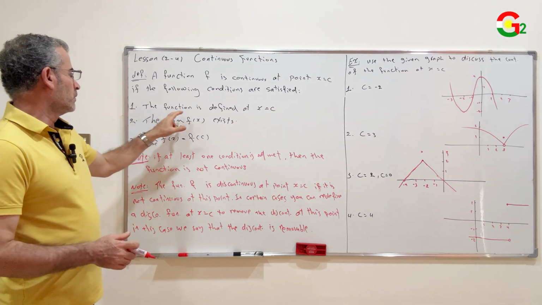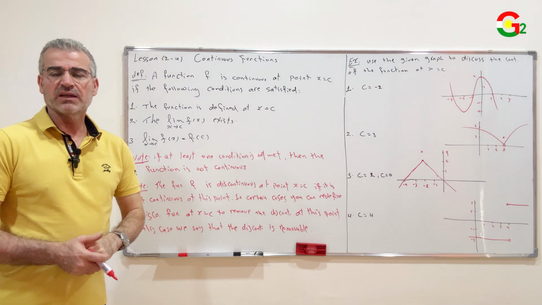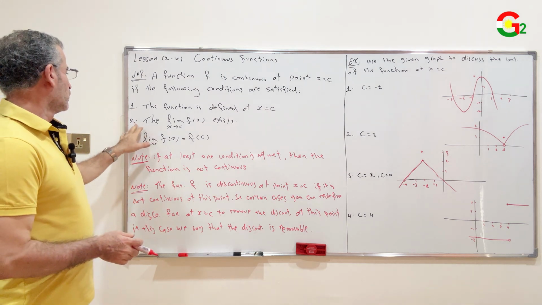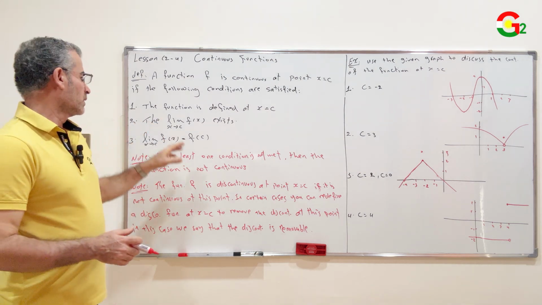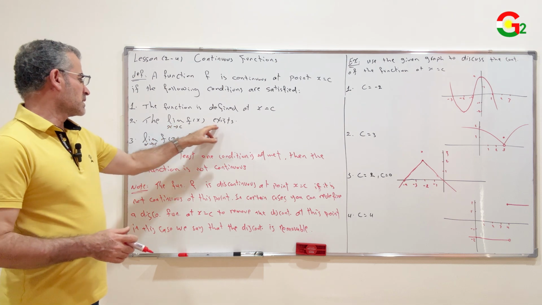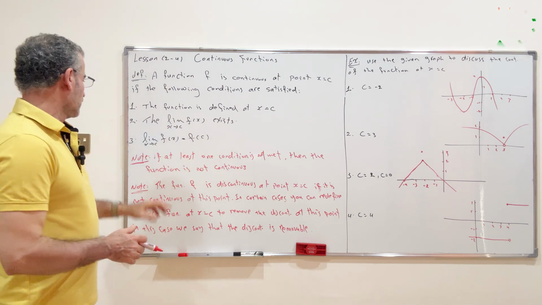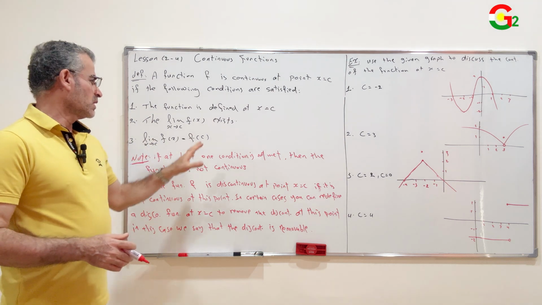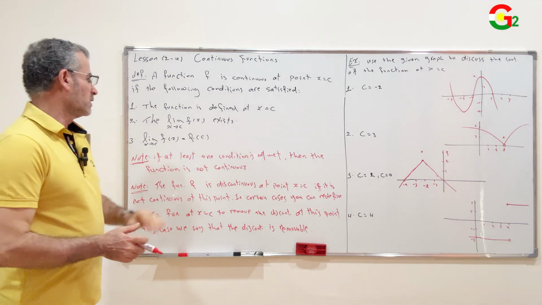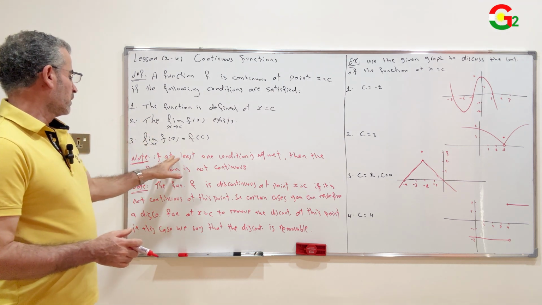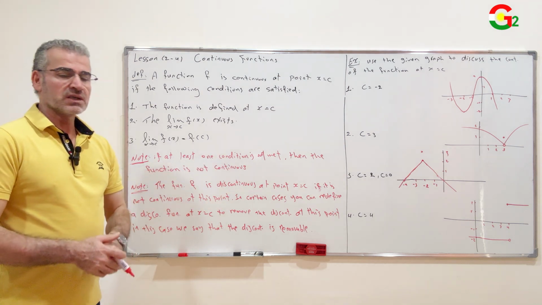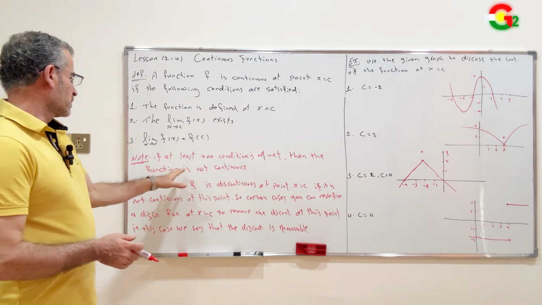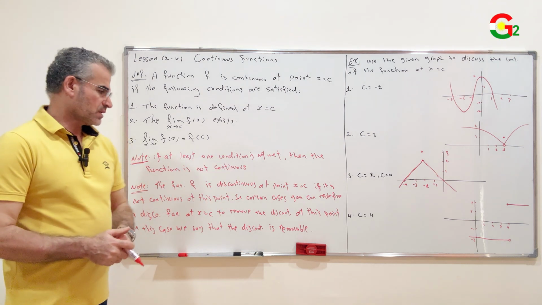1. The function is defined at x equals c. 2. The limit of the function exists when x approaches c. 3. The limit of the function when x approaches c is equal to f of c. If at least one condition is not met, then the function is not continuous.